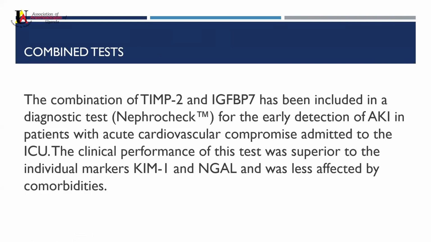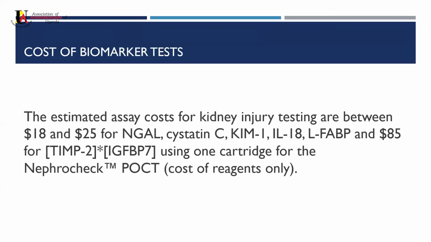There is a kit that has been developed and is being tried in clinical practice now. It is the NephroCheck, and this one has been shown to detect acute kidney injury in patients with cardiovascular compromise who are admitted in ICU. And its clinical performance was superior to individual markers like KIM-1 and NGAL, and it was less affected by comorbidities. So this is what is currently available, but it is still being used for clinical trials rather than clinical practice.